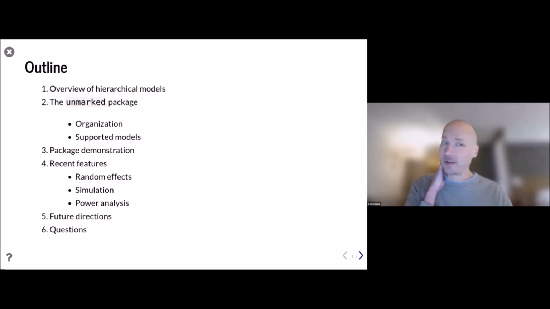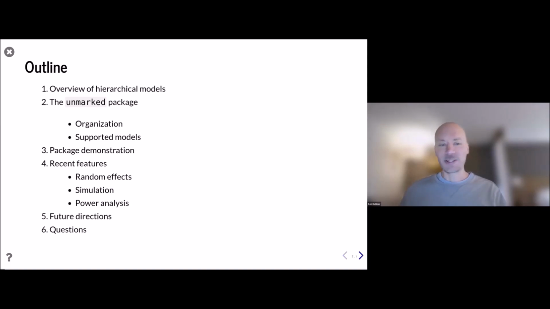So here's an outline of what I'm going to talk about. I'm going to give a brief, maybe 10-minute overview of what I mean by hierarchical models in this context. A lot of this will probably be review to many people on this call, but just to make sure everyone's on the same page, I'm going to give this brief overview. Then I'll talk about the organization of unmarked and give an overview of the supported models so you can get a sense of the span of what's possible with the package.